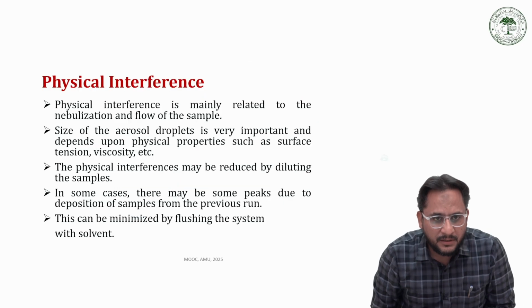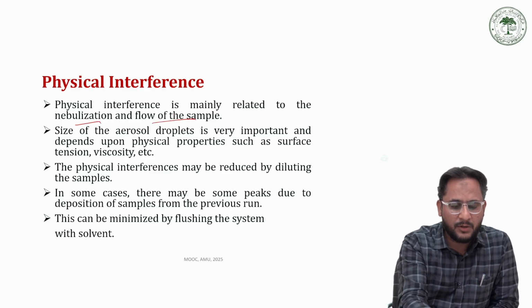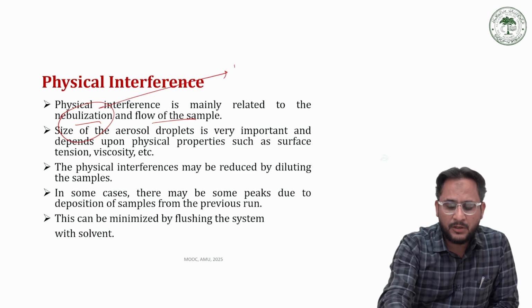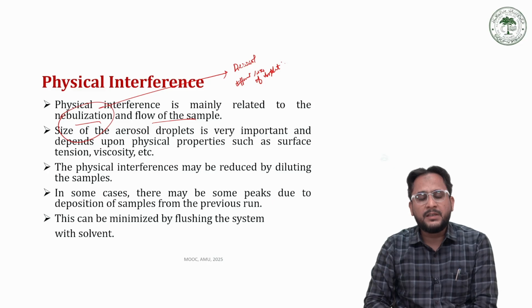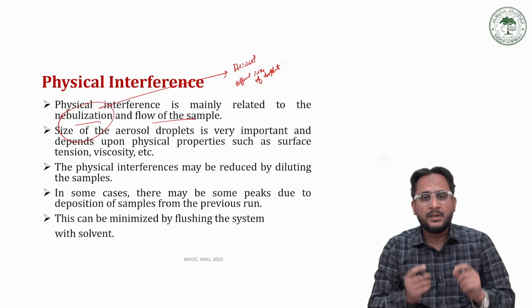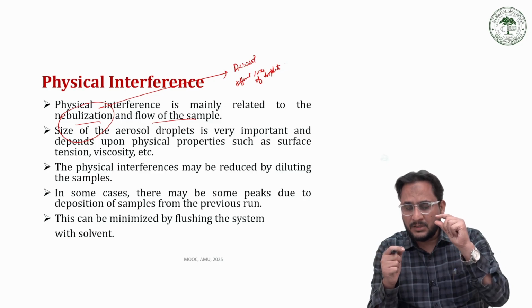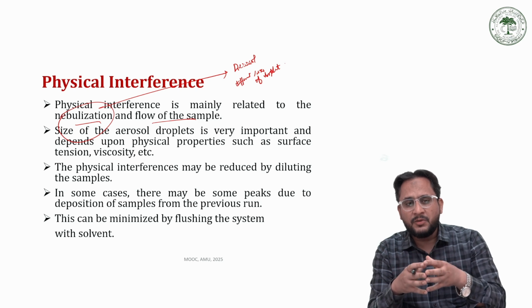Then come the physical interferences. These are related to the nebulization and the flow of samples. Sometimes the aerosol is not formed properly, or the aerosol may have different droplet sizes, meaning the droplet size is not uniform. If we have very large droplets suspended in argon gas to form the aerosol, large droplets have a large volume of solvent, which destabilizes the plasma. Therefore the nebulization should be very proper.